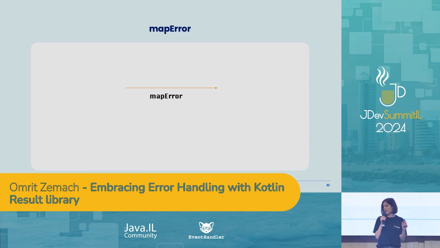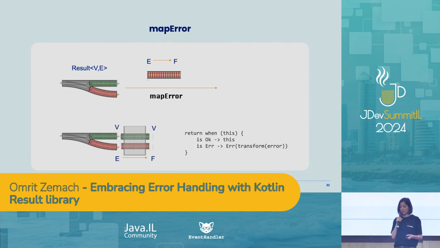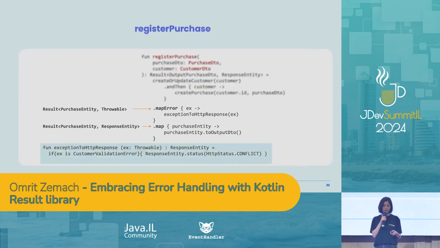The mapError is very similar, okay? It has a result with either success or an error, and a transformation function that maps one error type to another. But now, the mapError, just in case of an error, runs the transformation function and returns a result with the new error type. And in case of success, it maintains the original input. So let's see how we can use the mapError and map.